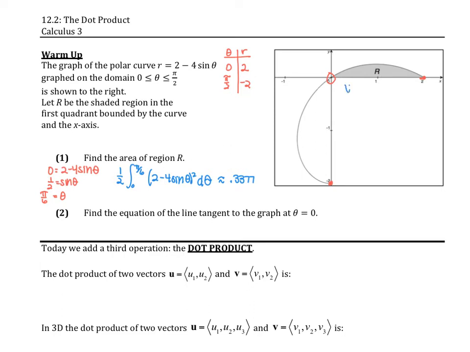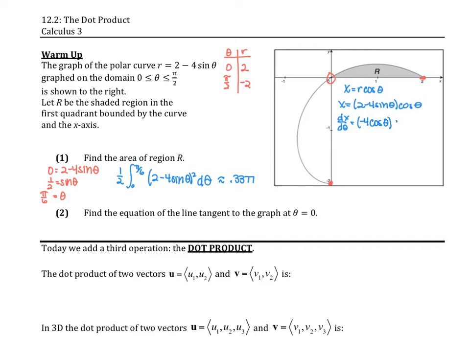I need to use the fact that x equals r cosine of theta, and I'm going to substitute in the r that I know. So x equals (2 minus 4 sine theta) cos theta. Then I need to take the derivative of this. So the derivative of x with respect to theta is going to be, derivative of the first is negative 4 sine, oops, no it's not. Let's just erase that. There we go.